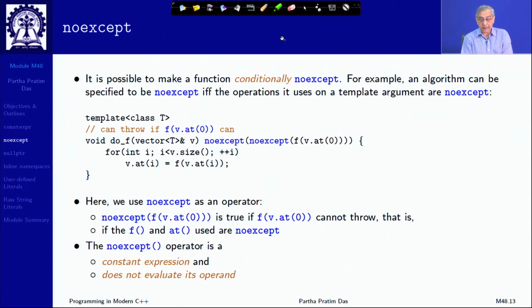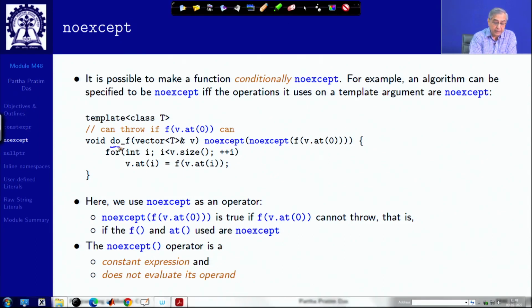Now, the interesting fact is many times noexcept can be used as a conditional, and that becomes particularly useful for templates. Suppose I have a function do_f templatized by the type T, and that type could be anything. What I want to say is this needs to use f(v.at(i)). at(i) is basically accessing the ith location of the vector and then using f. So, there are two function calls involved here.